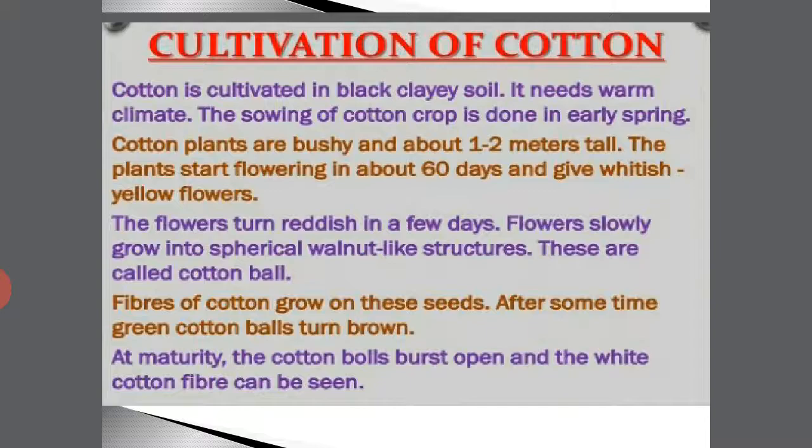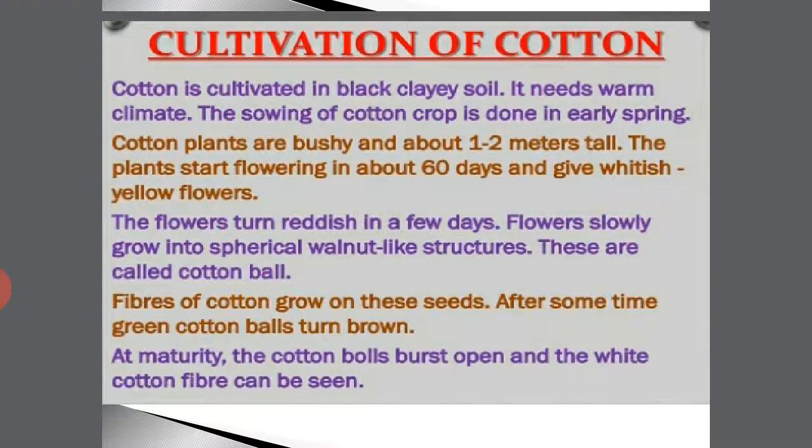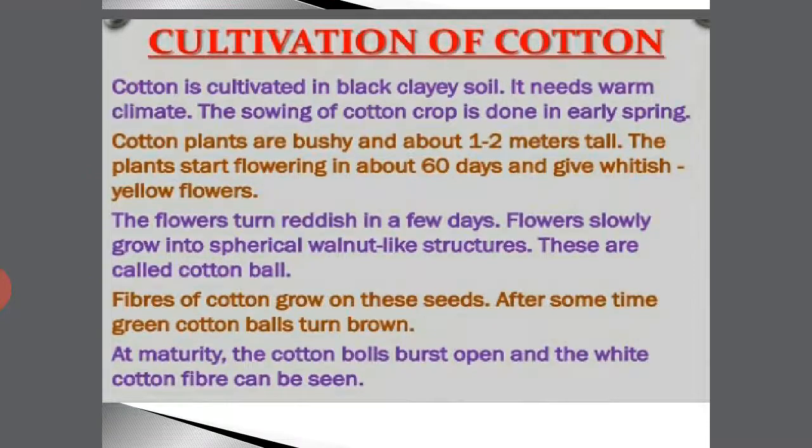It is sown early in spring. The cotton plants are bushy and about 1 to 2 meters tall. The height of the cotton plant can be 1 meter or 2 meters. The plant starts flowering in about 60 days. The time duration is 60 days. It gives whitish yellow flowers. The flowers turn reddish in a few days.